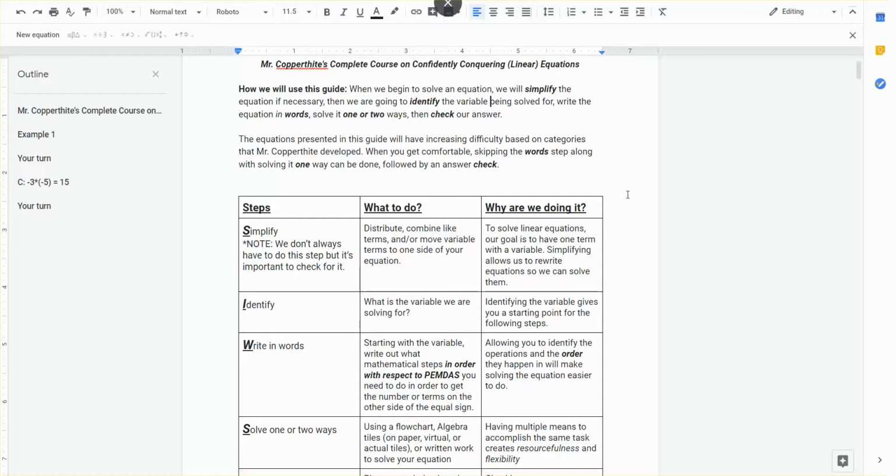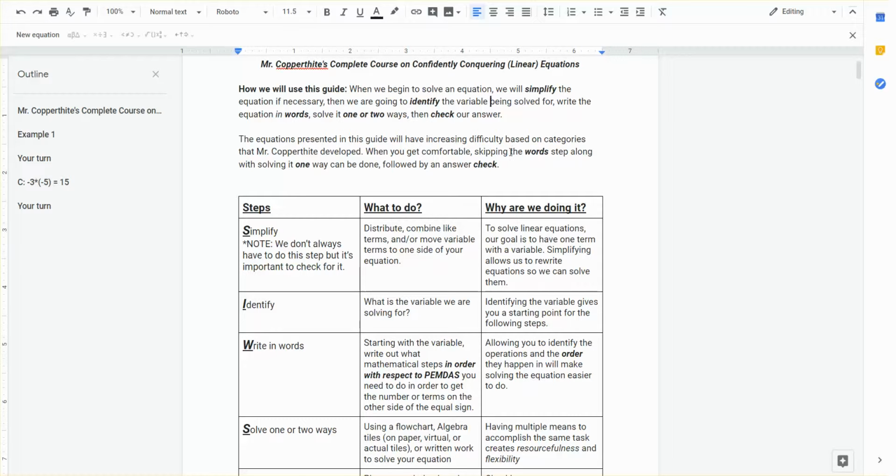Now, the title of the course is Mr. Copperthite's Complete Course on Confidently Conquering Linear Equations. We're going to use this to simplify, identify, use words, solve it one or two ways, and then check our answer. That's the process, and this video is going to review the justification for the steps and what you're actually doing in each step.